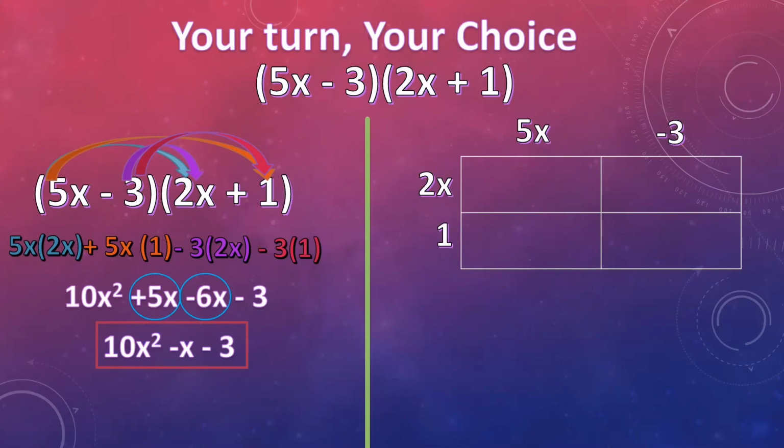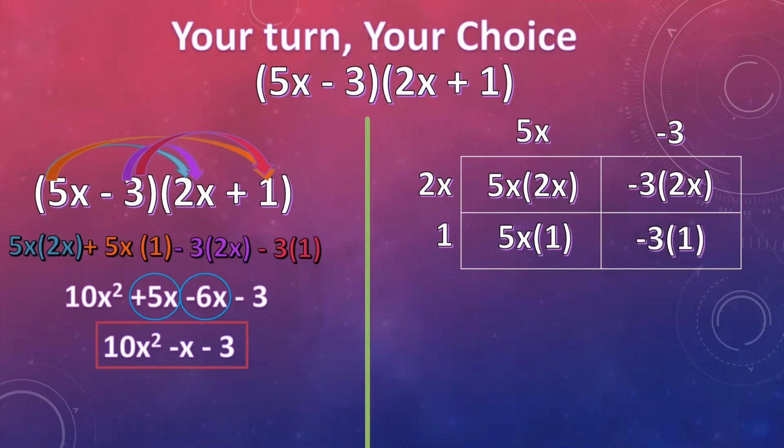So in my first box, I have 5x times 2x, 5x times 1. I move over here, I have negative 3 times 2x and negative 3 times 1. So when I go through, now most people get this box, it's what we do after it. Well, after it, actually multiply. What is 5x times 2x? Okay, that's 10x squared. 5x times 1 is plus 5x.